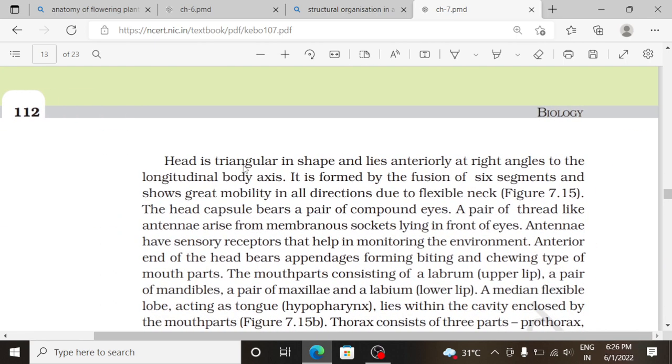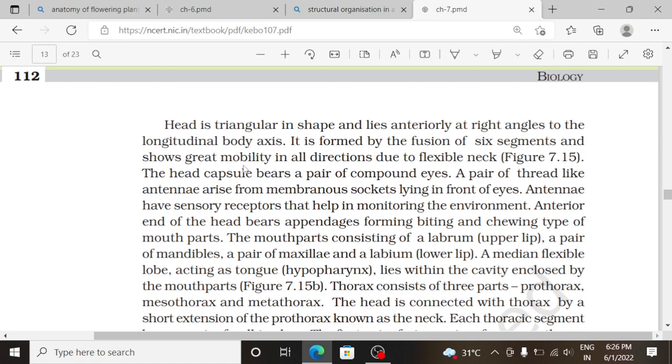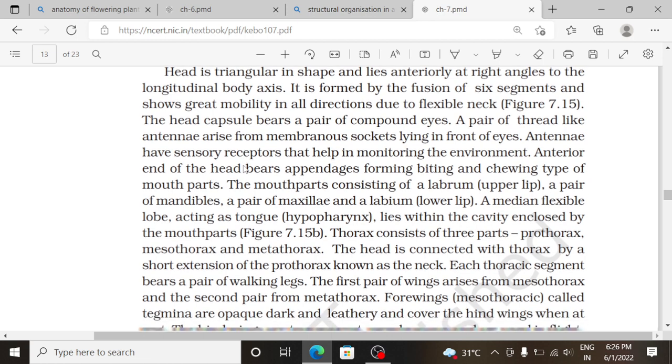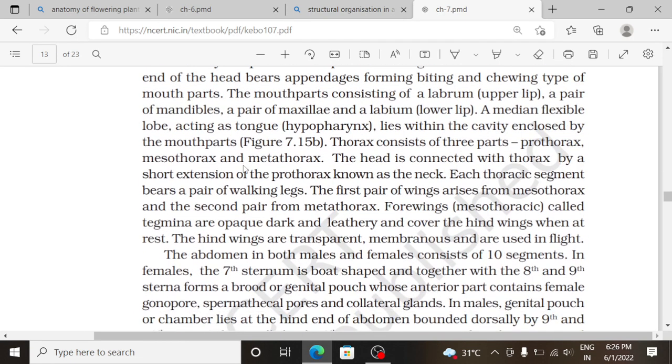Head is triangular in shape and lies anteriorly at right angles to the longitudinal body axis. It is formed by the fusion of 6 segments and shows great mobility in all directions due to a flexible neck. The head capsule bears a pair of compound eyes. A pair of thread-like antennae arises from membranous sockets lying in front of the eyes. Antennae have sensory receptors that help in monitoring the environment. Anterior end of the head bears appendages forming biting and chewing type of mouth parts. The mouth parts consist of a labrum, that is upper lip, a pair of mandibles, a pair of maxillae and a labium, that is lower lip. A median flexible lobe acting as tongue, which is also called hypopharynx, lies within the cavity enclosed by the mouth parts.